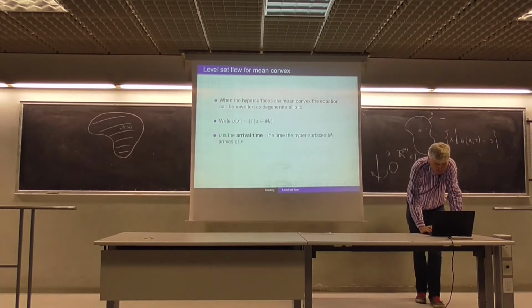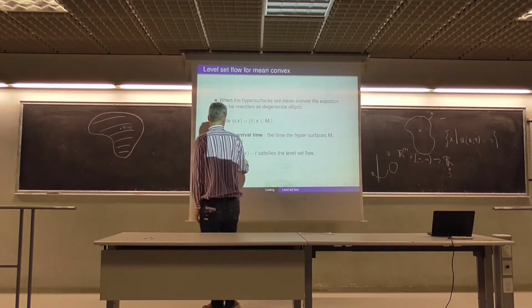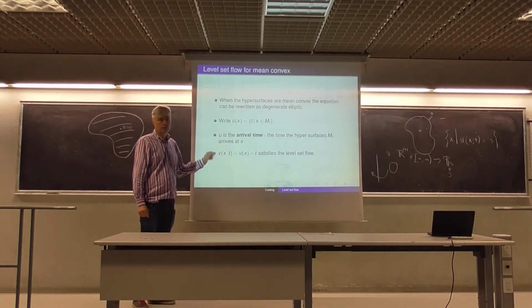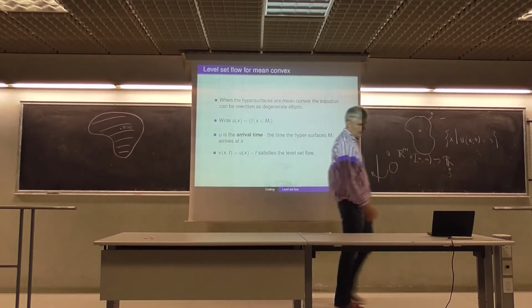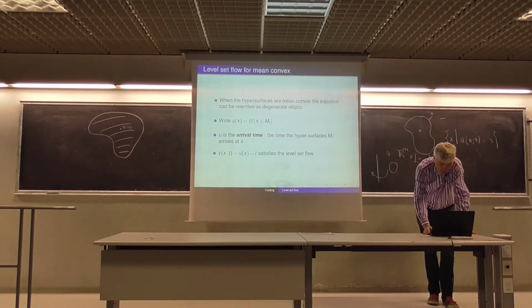Right, so this is called the arrival time. And now you can see easily that if you look at the function b of x comma t equal to this function minus t, it satisfies the level set equation. Again, this is very classical. It was known 25 years ago already. And so if you write down what this means in terms of the function u, since b satisfies the level set equation, you have uniqueness of the solution to the level set equation.